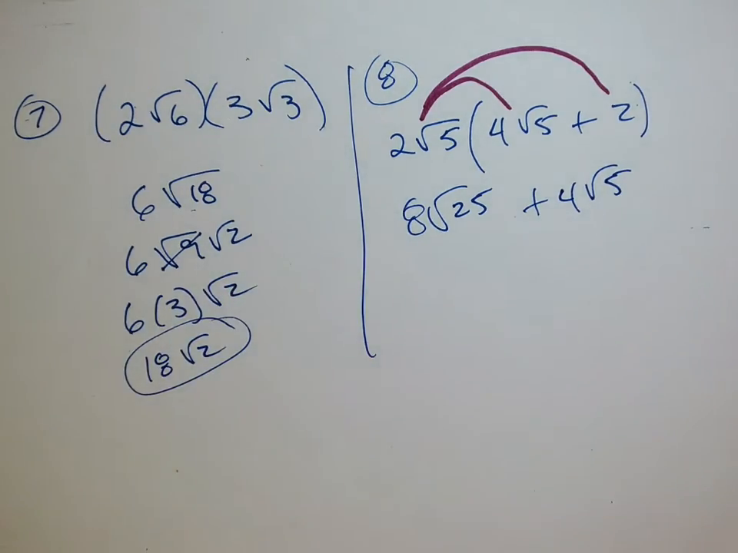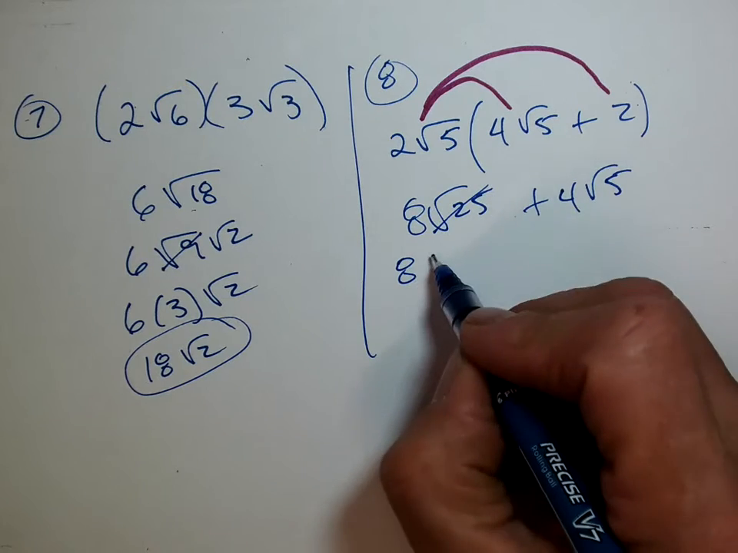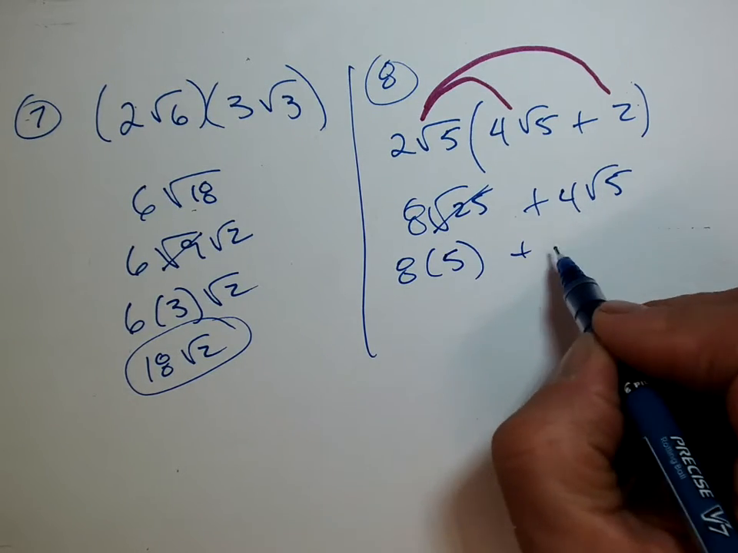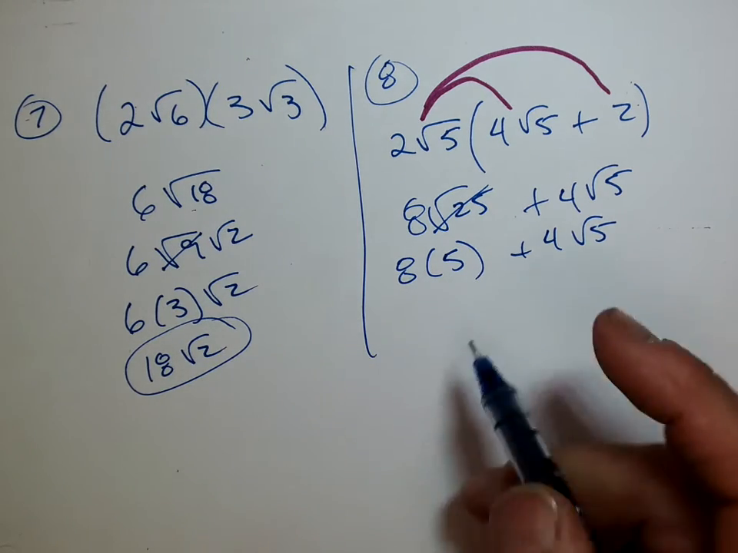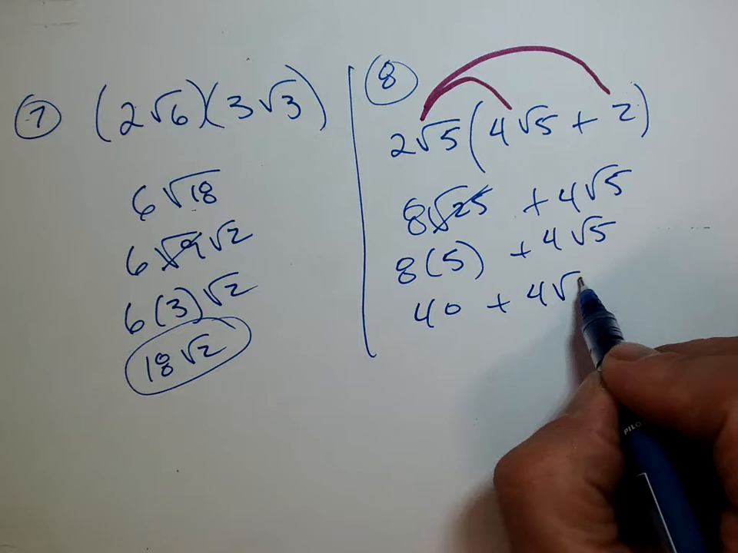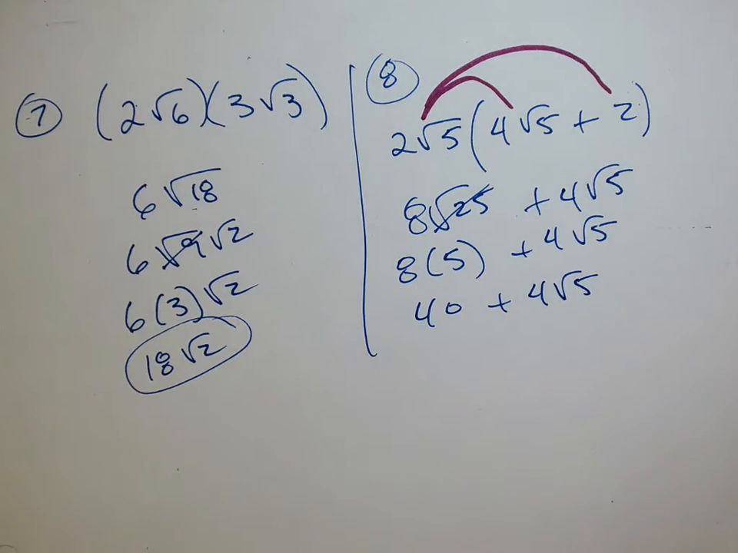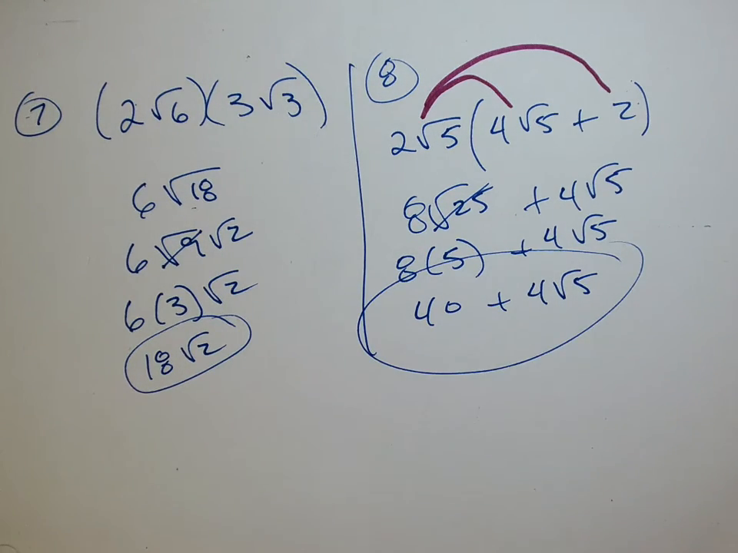All right? Well, I see something. Square root of 25, right? So I get 8 square root of 25 is 5, plus 4 square roots of 5, right? 5 times 8 is 40 plus 4 square roots of 5. I'd like to add them. I really would like to add them, but I can't. They're different, so I can't add them. So I'm going to stop there.